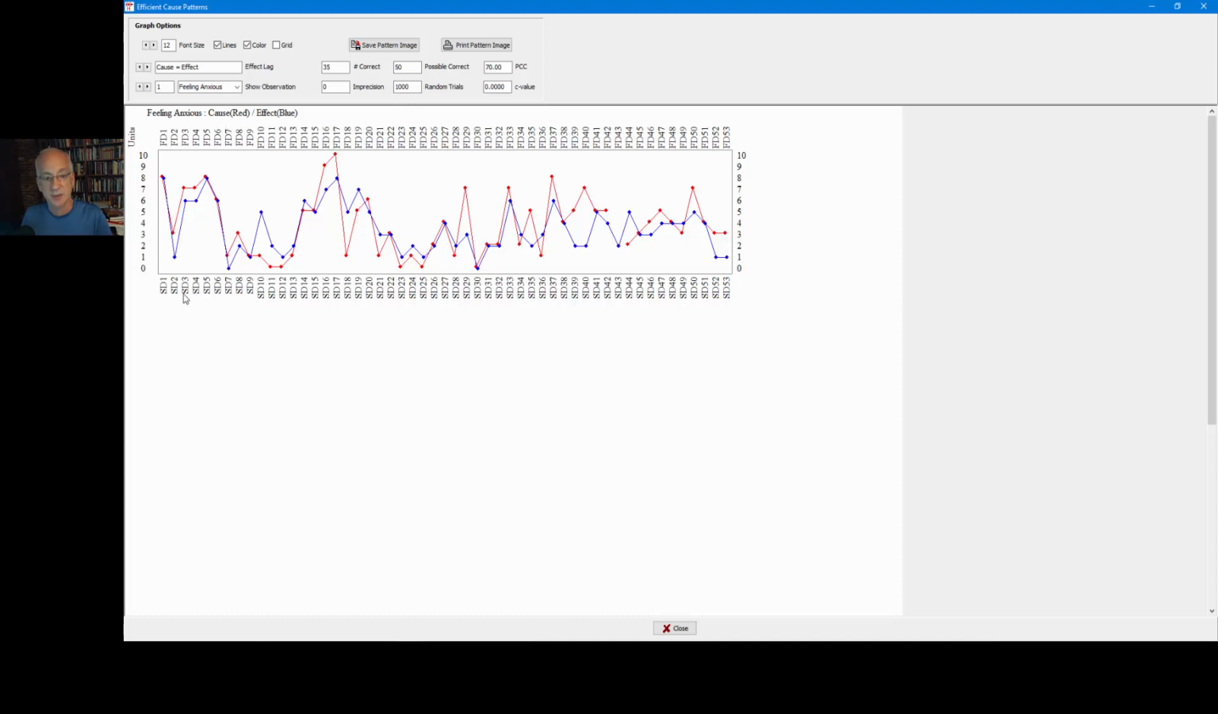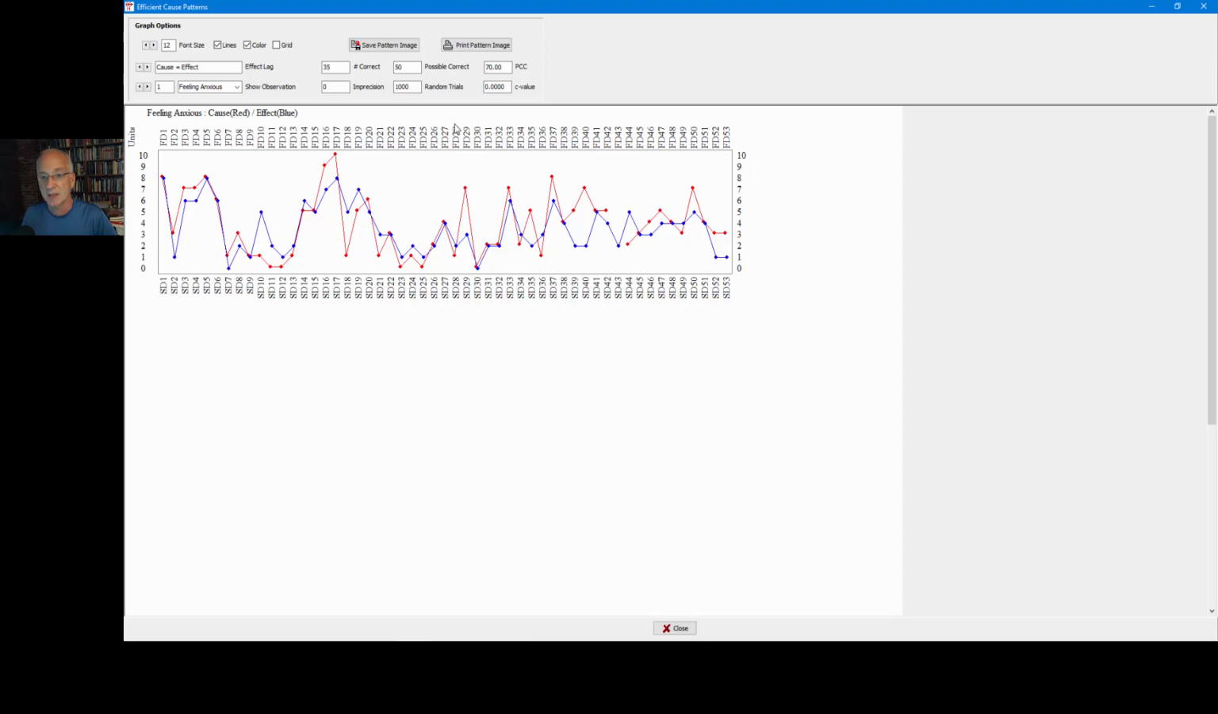Notice the blue goes with the bottom here, the stress, and the scaling is the same, 0 to 10. So what we're going to do here is just look at the data. The red line is the cause, the blue is the effect, and do the two patterns match? It's kind of like an old-fashioned profile analysis in personality psychology. Do these two patterns match in terms of their increases and decreases across the 53 days? And we can see here with the eyeball test, they match up fairly well.